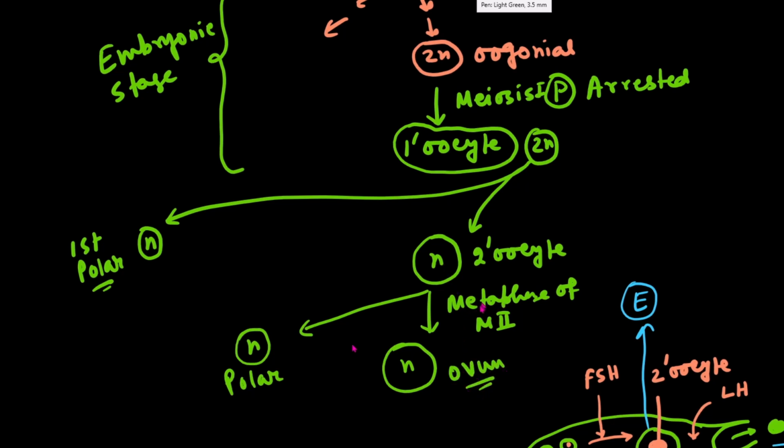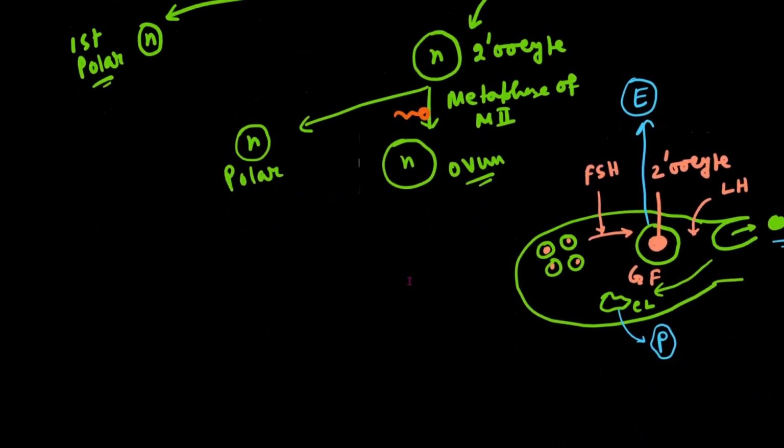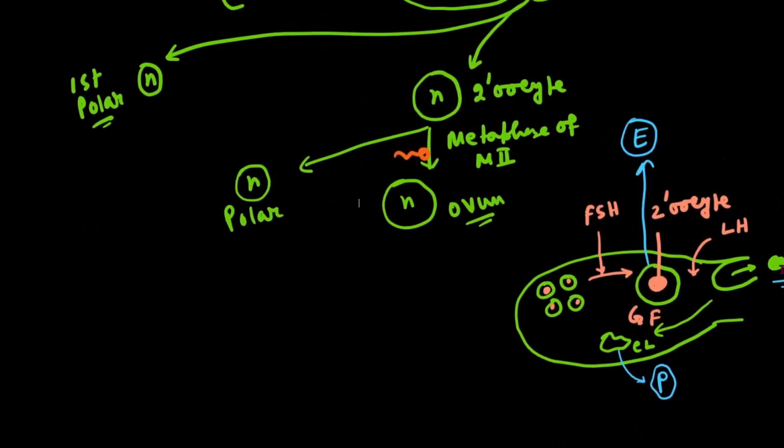But meiosis 2 will be completed only if the spermatozoa fertilize this secondary oocyte, because due to ovulation the secondary oocyte will be released from the ovary, and this secondary oocyte will reside in the ampulla of the fallopian tube, where the sperm reach and fertilize the secondary oocyte. And due to the entry of the sperm into the secondary oocyte, the meiosis 2 cell division will be completed, so a matured ovum will be developed.